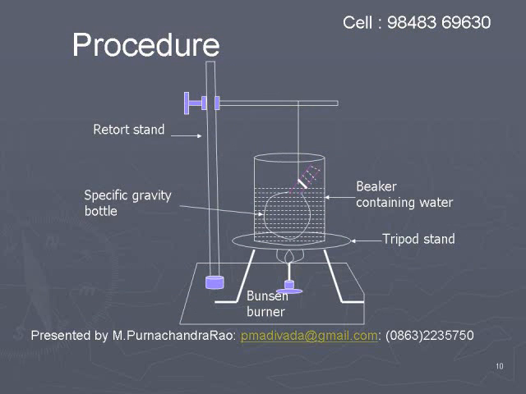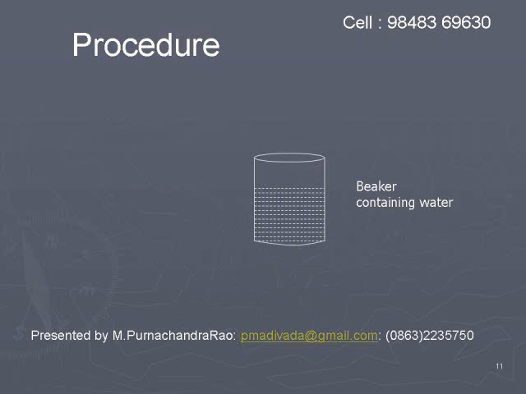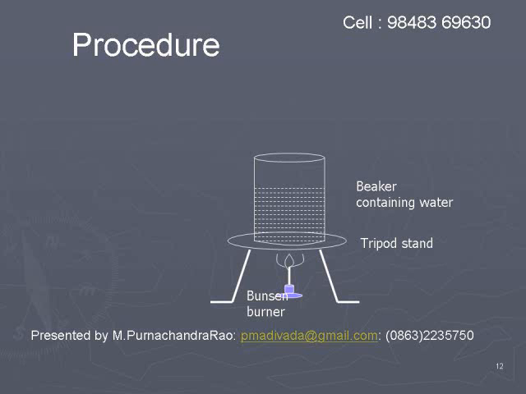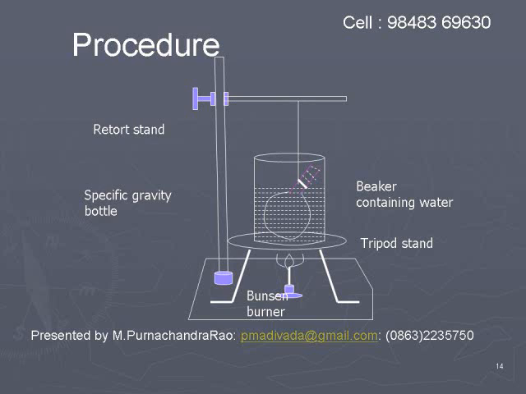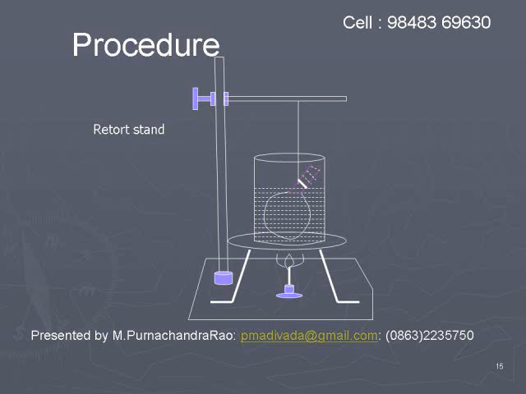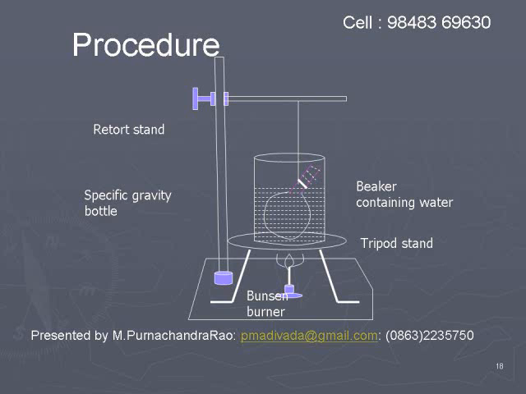Before we understand the procedure, let us try to analyze this figure. In this figure we notice a cylindrical glass vessel containing water placed on a tripod stand. This water is heated using a Bunsen burner, and in this water a specific gravity bottle filled with liquid is suspended from a retort stand. So we have the retort stand, specific gravity bottle, suspension thread, glass vessel containing water, tripod stand and heating Bunsen burner. Like this we have to understand different parts of this figure.